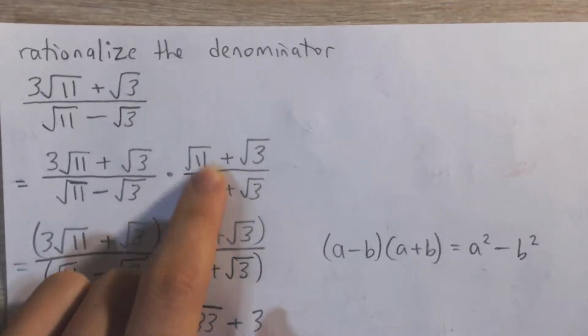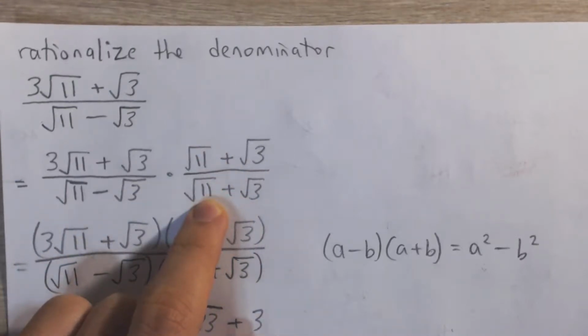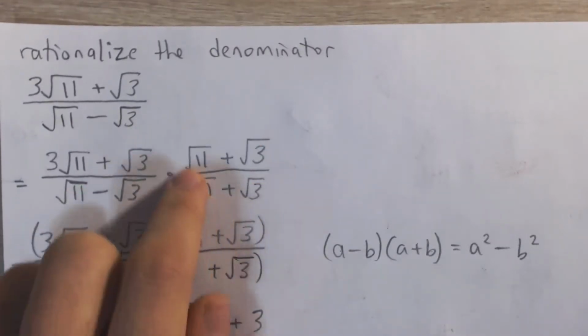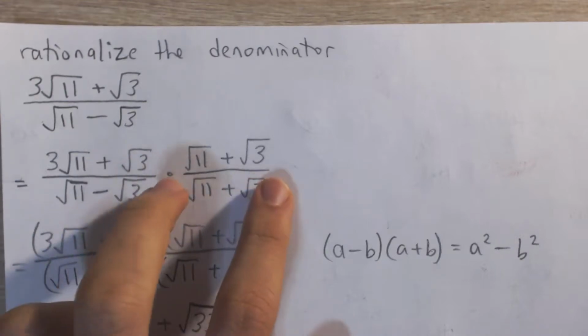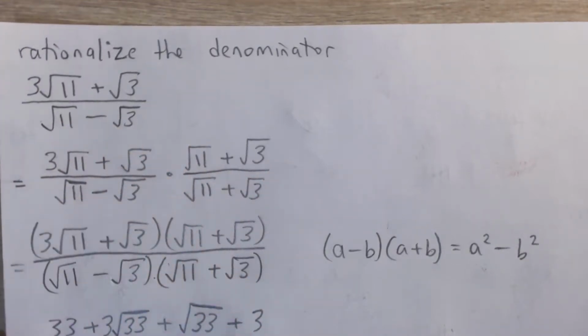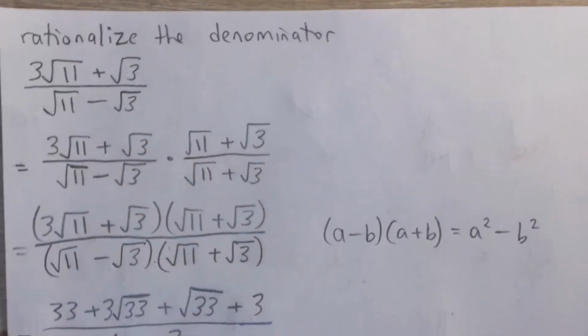And of course, when we do that, we have to multiply both numerator and denominator by the same thing, because then we're multiplying by 1, right? This simplifies to 1. And so when we multiply any number by 1, we're not actually changing the original number. And so let's simplify this.